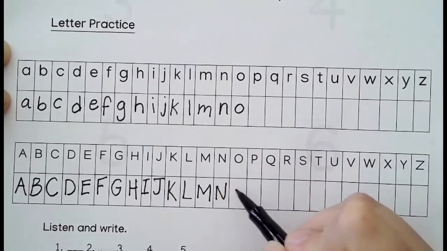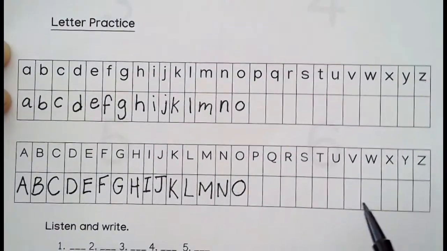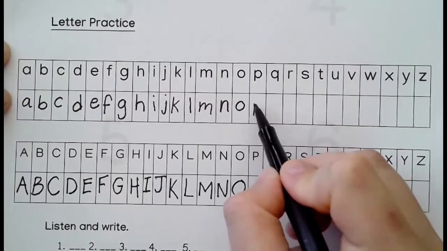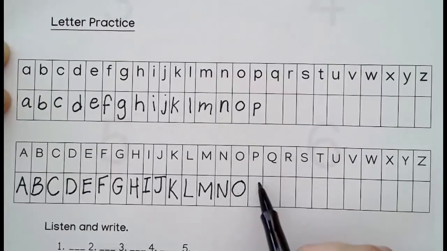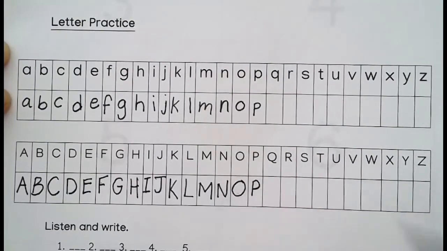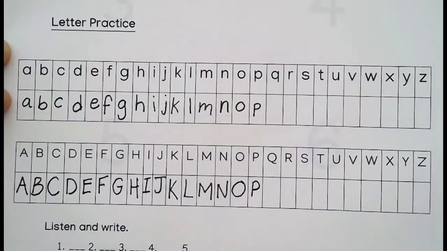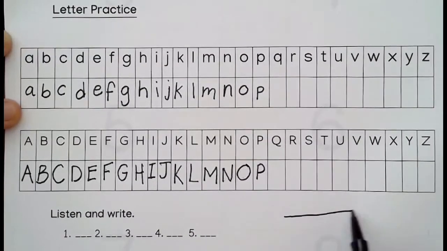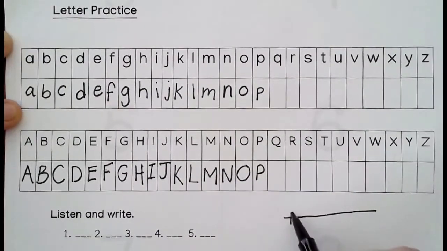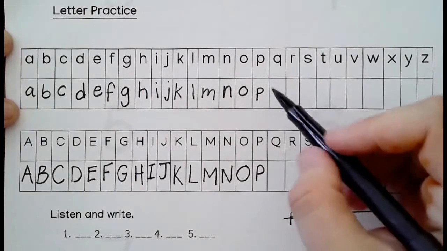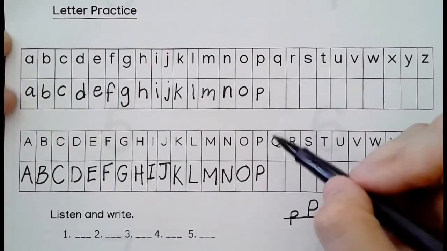O, small o, big O, sound ah. P, small p, big P, sound p. And small p, let's say we're writing on a line, small p goes down like this, and big P goes up. So small p sits, big P stands. And P, I don't remember if I said P, sound p.